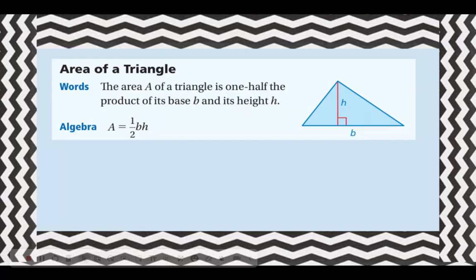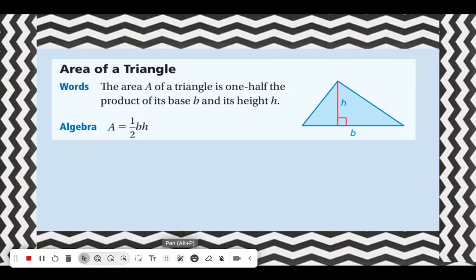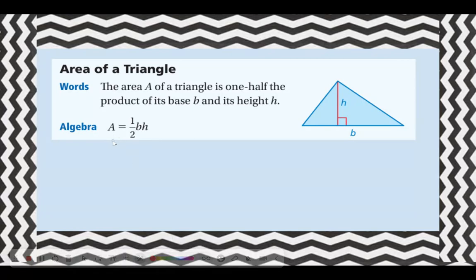So here we have a triangle. If we wanted to carpet this room, that's the inside of the triangle, we would find the area. So the formula is area equals 1/2 times base times height. The height line is where that makes the 90-degree angle to the base.